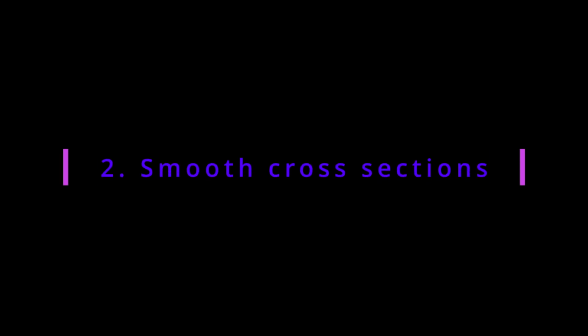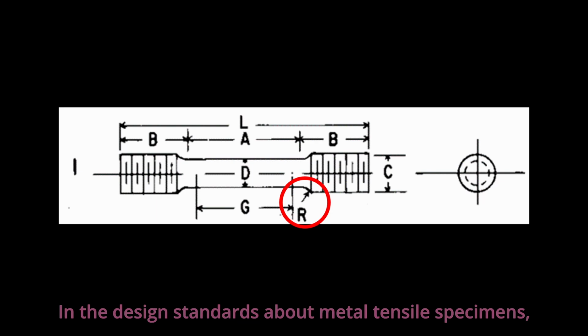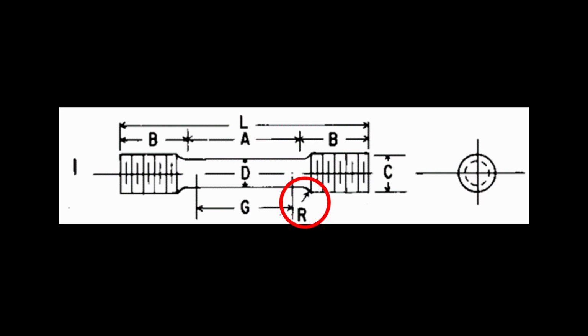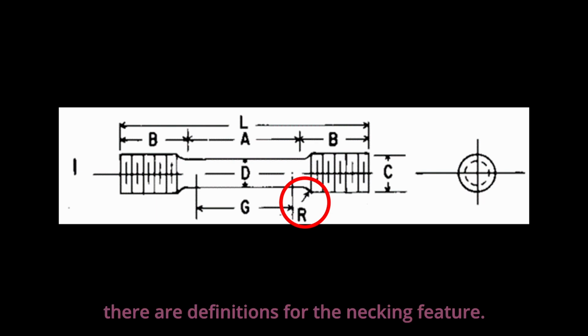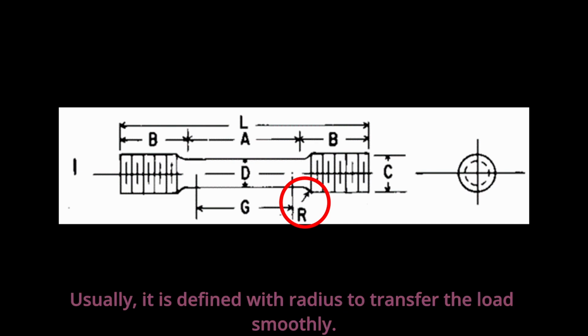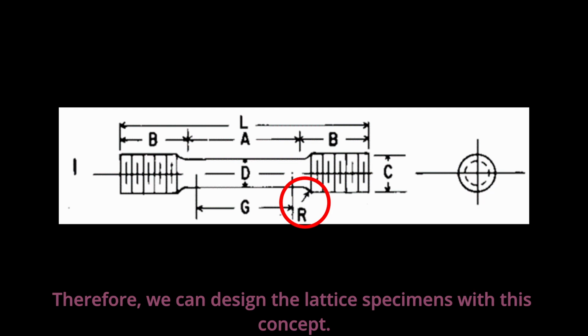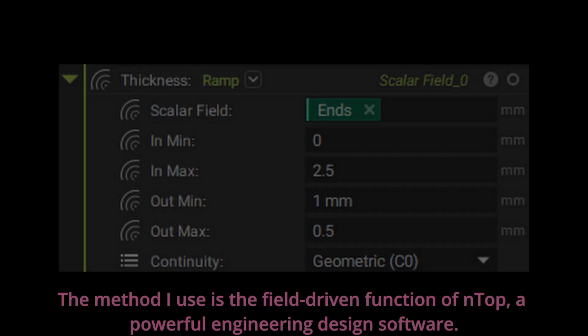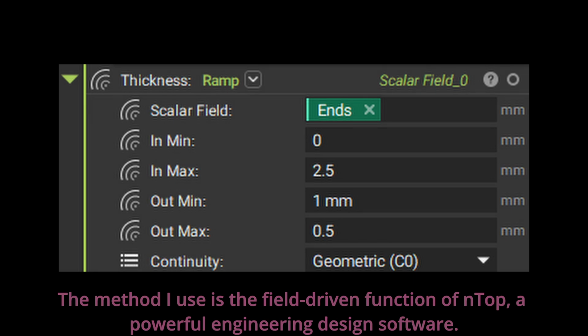Step 2. Smooth cross-sections. In the design standards about metal tensile specimens, there are definitions for the necking feature. Usually, it is defined with radius to transfer the load smoothly. Therefore, we can design the lattice specimens with this concept. The method I use is the field-driven function of nTop, a powerful engineering design software.